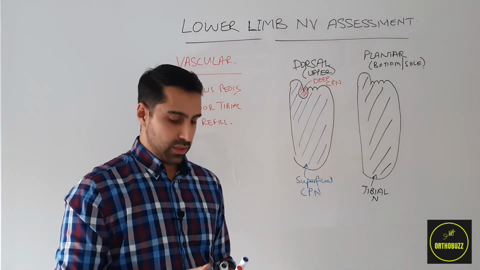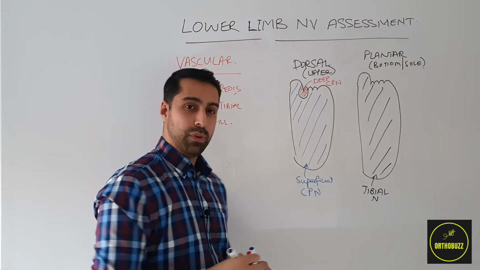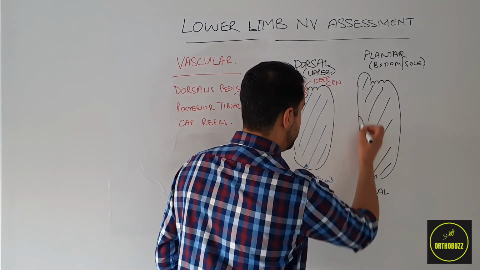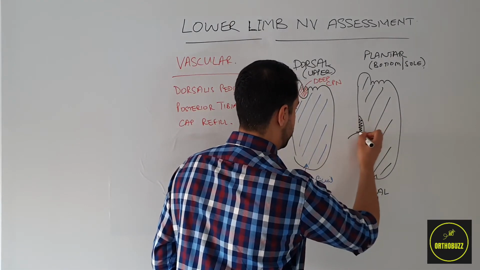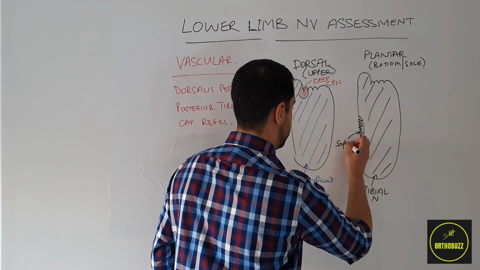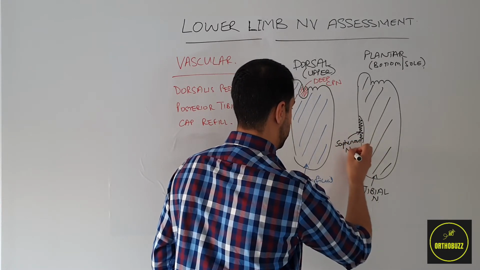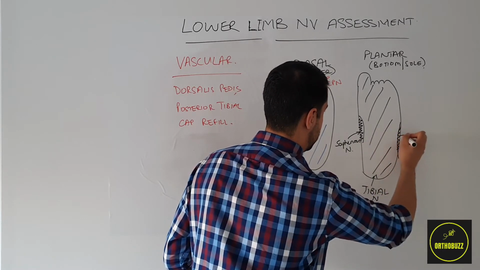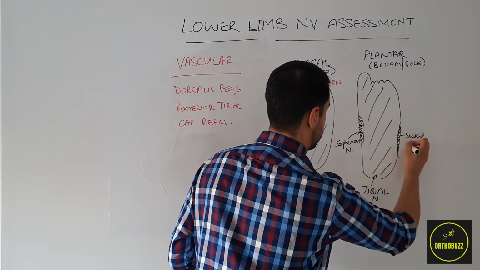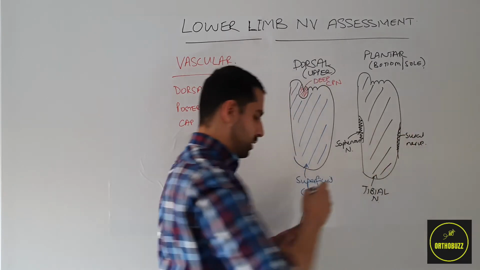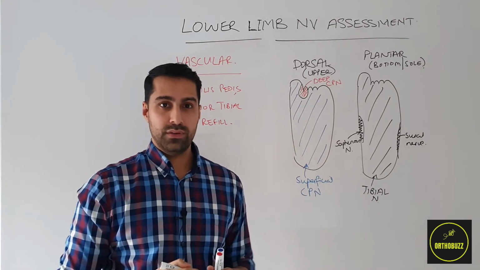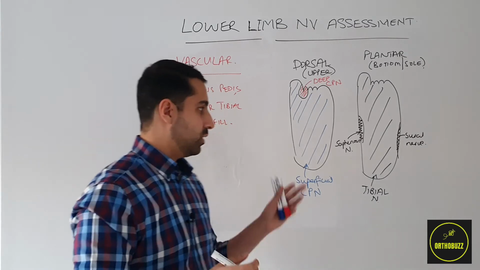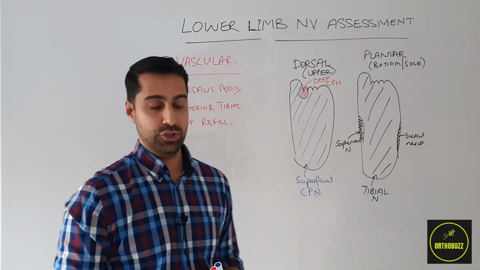It's worth noting that there are two key areas which are not supplied by the tibial nerve exclusively. Just on the medial aspect over here, the saphenous nerve gives supply, and over just the lateral surface over here, the sural nerve. Now the saphenous nerve is the largest sensory branch of the femoral nerve, and therefore this would of course not be testing the tibial nerve sensation.